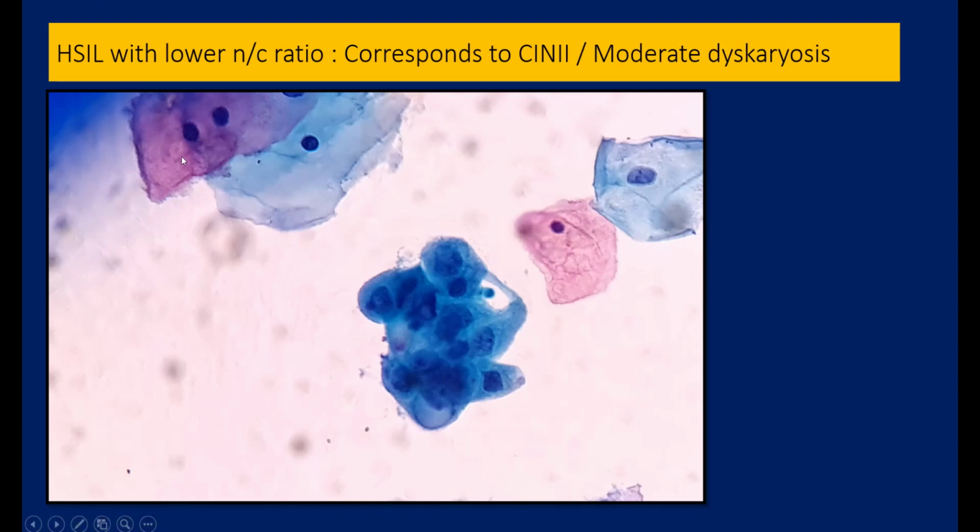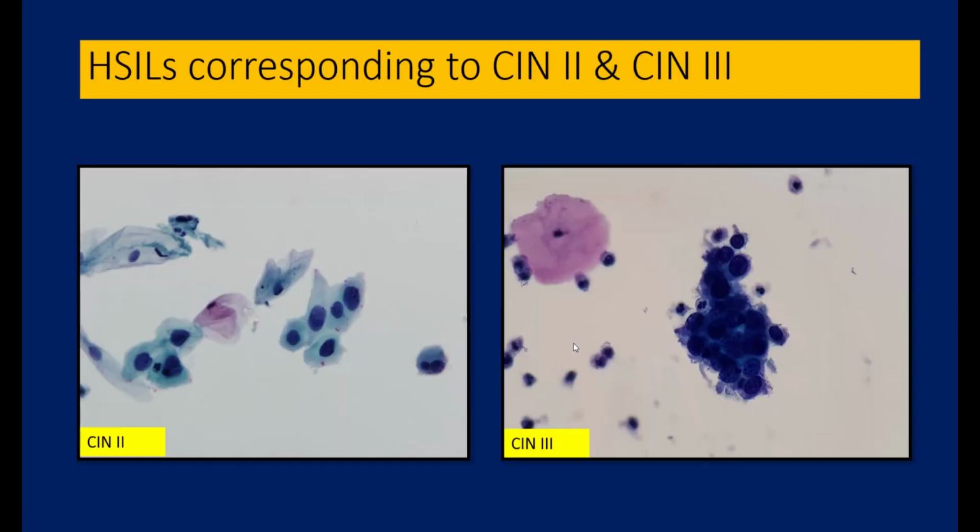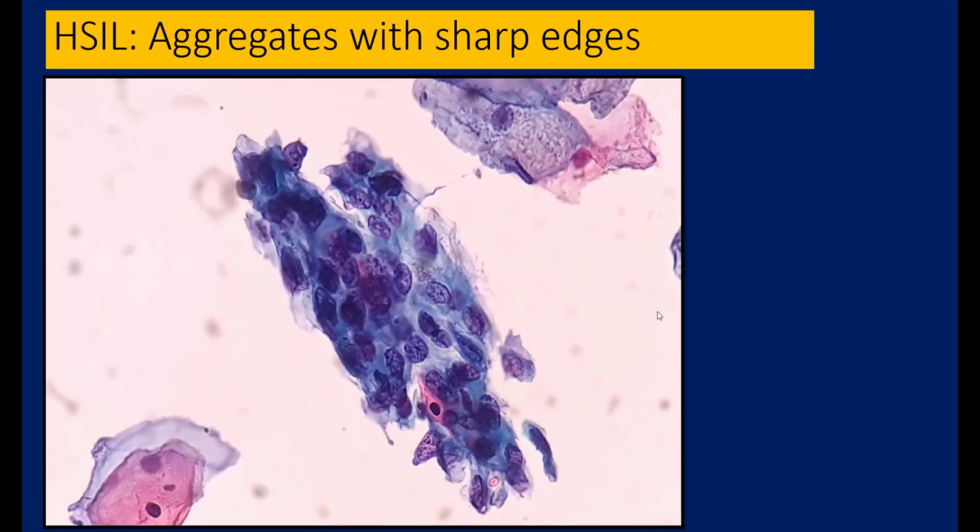Another example of a HSIL with a lower nucleocytoplasmic ratio corresponding to CINII, moderate dyskaryosis. The cells are here tightly clustered. As you can see, the nucleus over here shows some indentation and abnormal chromatin. So this again is HSIL with a lower nucleocytoplasmic ratio corresponding to CINII. So this is just a comparative picture. This is what HSIL corresponding to CINII would look like, and this is what HSIL corresponding to CINIII is going to look like.